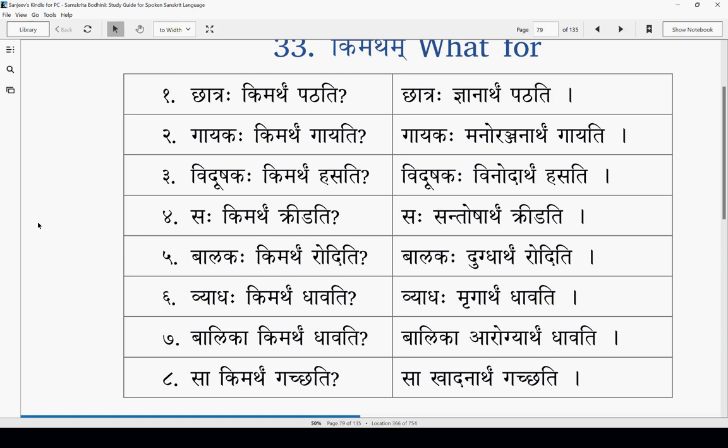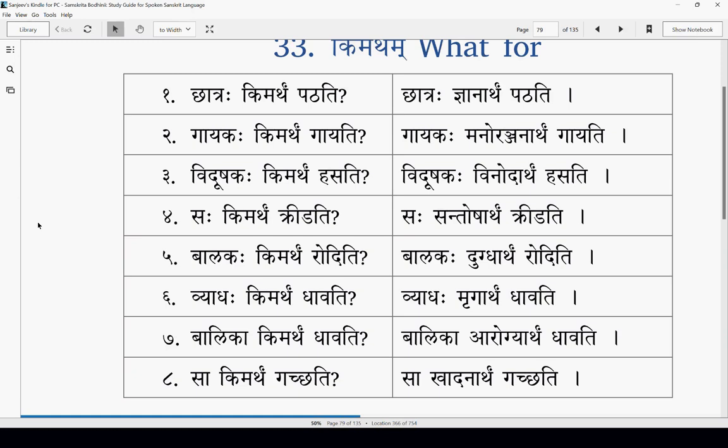Mahodaya, I have one question. For number 6, Mrigartham Dhavati, what does that mean? So here on the second column, Chhatraha Jnanartham Patati, Gayaka Manoranjanartham Gayati. Kimartham is what for? That is written already there. Kimartham, Bhavan Kimartham Vadati, Bhavati Kimartham Pruchati. So all the Kimartham is what for? Why are you asking that?